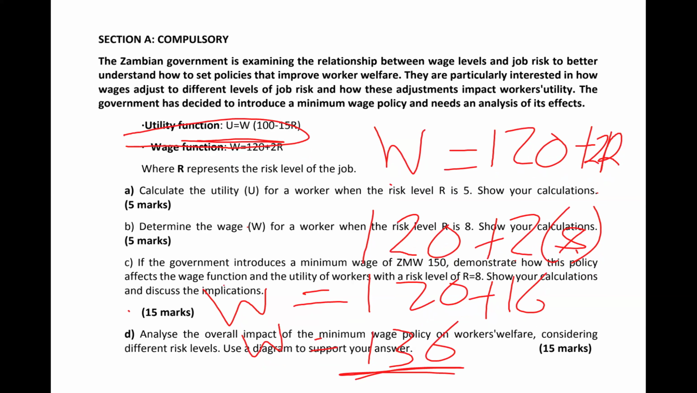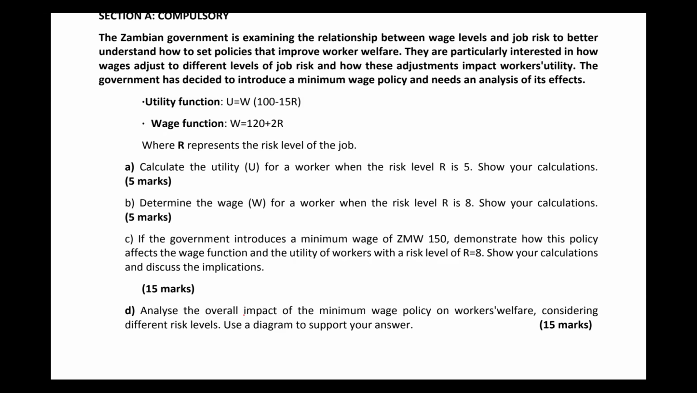So to do that, the first thing that we can do is to check if this minimum wage really affects the case. At that point, we know that when we use R in part B, when risk was 8, the wage was 120 plus 2 times 8. That gave us 136, right? That's where we are starting from.